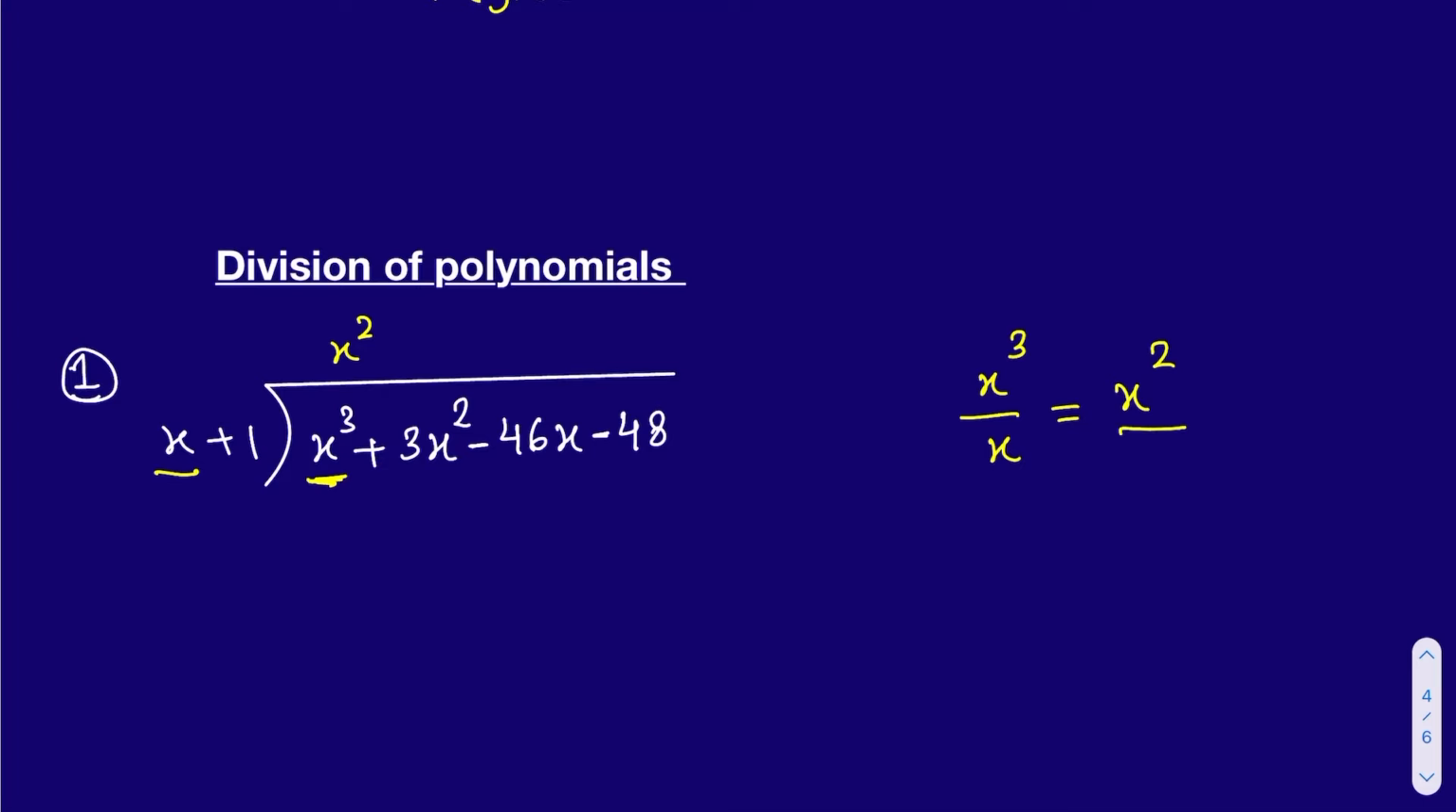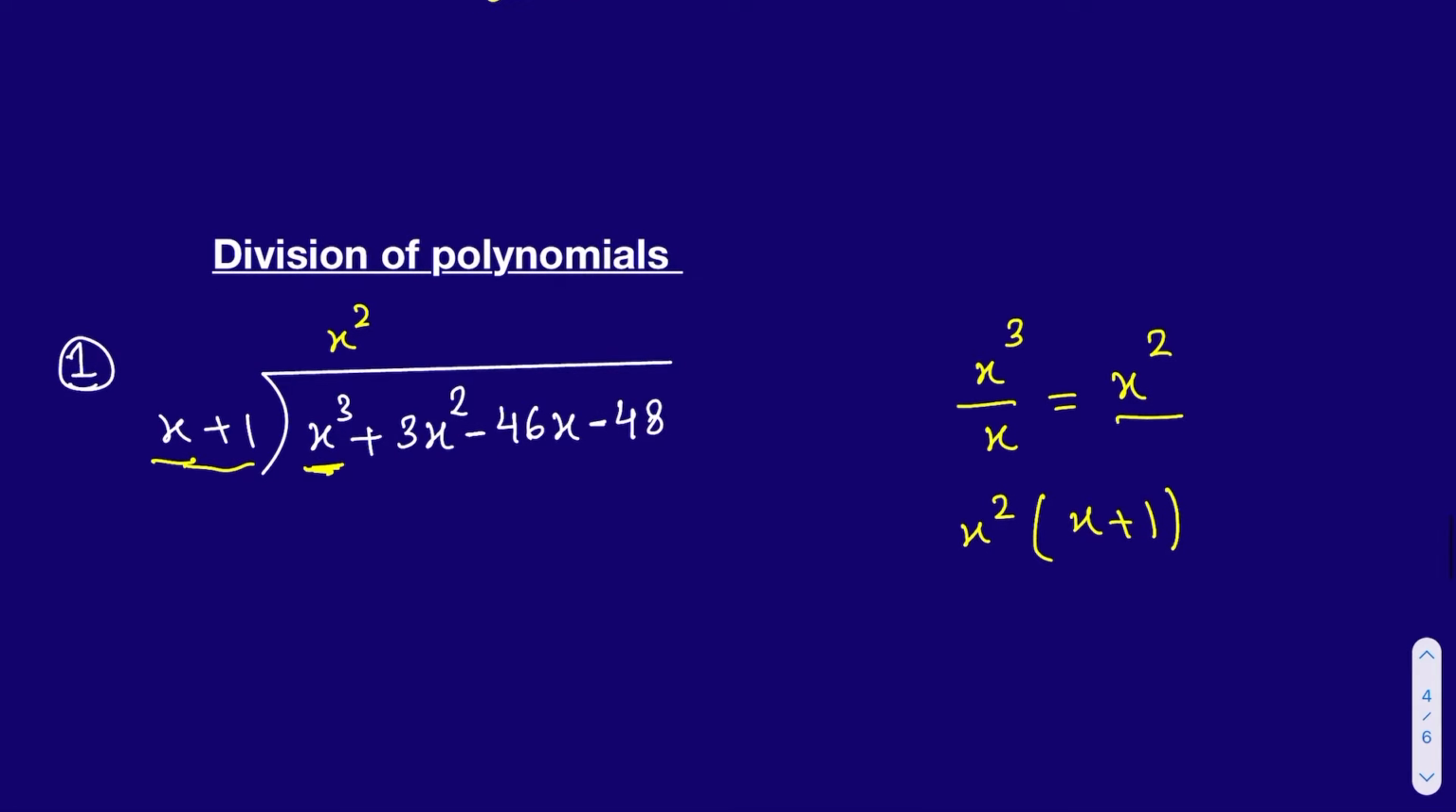Now there is another step I need to take, and I need to multiply this x squared by the whole divisor, which is x plus 1. This time I need to write the whole divisor. So the answer will be equal to x to the power of 3 plus x to the power of 2.